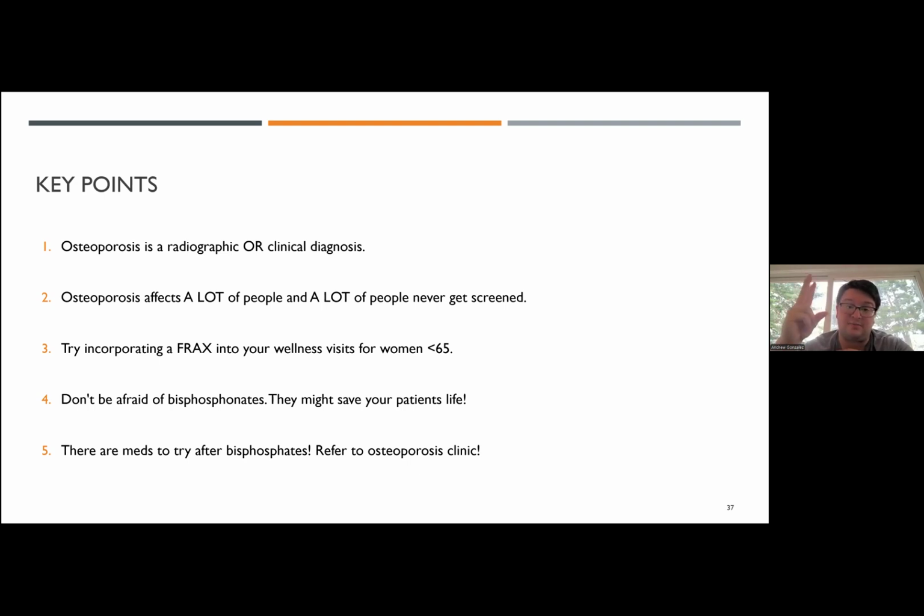Don't be afraid to use the bisphosphonates. I know I've said a lot of caveats and things to keep in mind for their use, but osteoporosis can cause fractures that threaten a person's life. Bisphosphonates are first line for a reason in preventing those fractures. And there are other meds to try after bisphosphonates. Ask your osteoporosis clinic for help in these next steps.